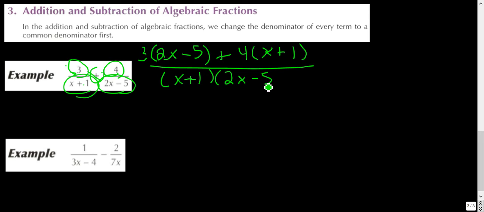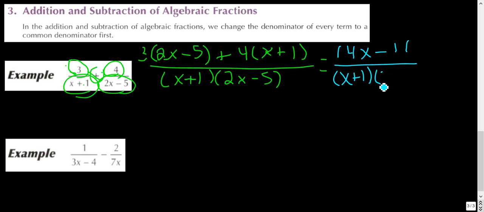The simplification from there can occur pretty quickly. There's going to be 6x and 8x is going to make 14x. We're going to have negative 15 and positive 4 should make negative 11. And then the denominator, I would recommend just leaving it factored. It's not going to make a big difference otherwise. The numerator can always be simplified a little bit more, but if you have something factored, that's about as good as it can get.